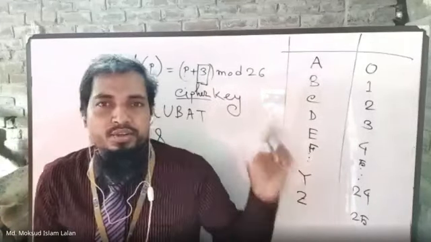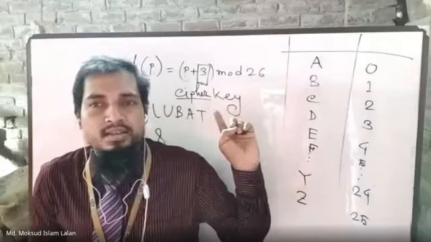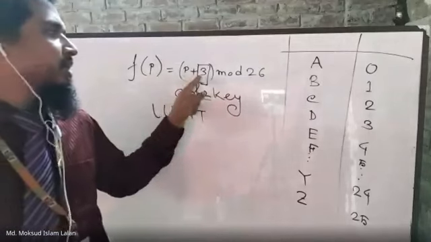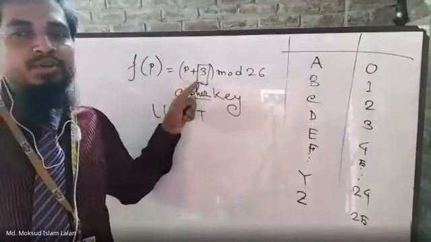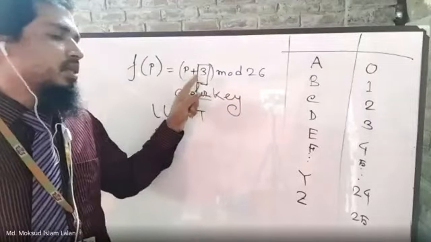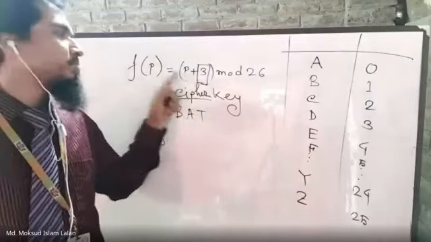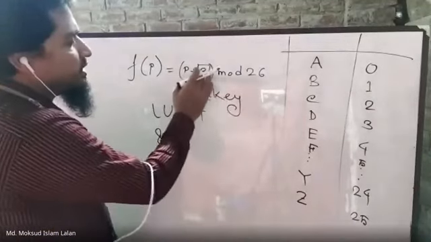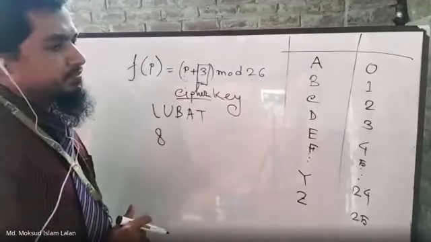Do you understand? Now this Caesar cipher key is not fixed. We are considering 3 because you are beginners. You may consider 4, 5, 6, 11, 12, 13, 14, as you like. So this is called the Caesar cipher key. Do you understand? Yes, sir.